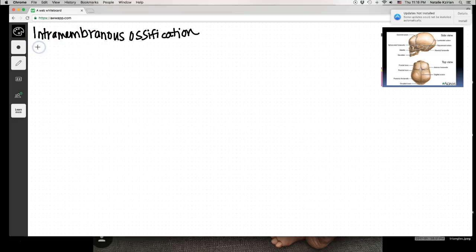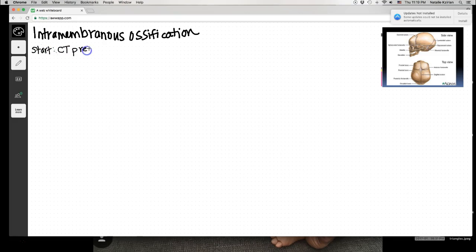So I'm just going to write the start here. I just want to write smaller so we can fit everything in here. Okay, so our start, we have to have some type of connective tissue precursor.